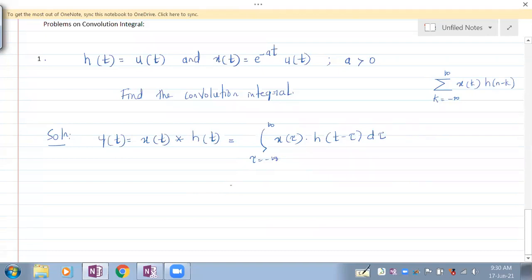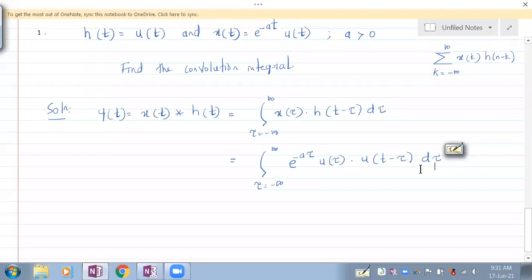Now let's substitute these signals here within the integral. What is x of tau now? If this is x of t, x of tau is just replacing t by tau, right? So it would look like e power minus a tau into u of tau. And h of t is u of t, so h of t minus tau is u of t minus tau, d tau.